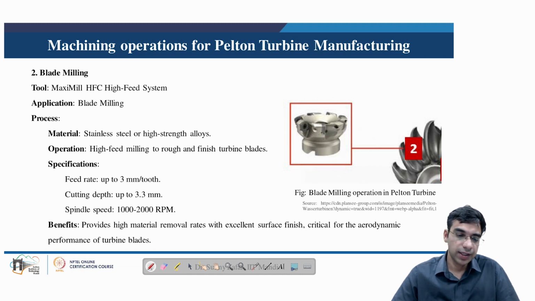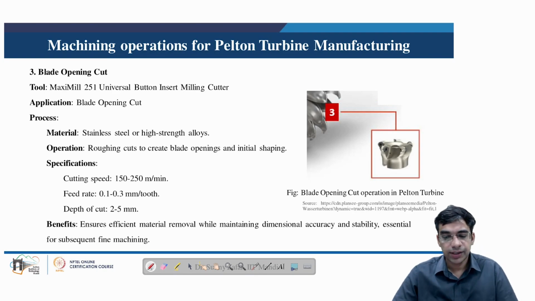As we know, they are made up of stainless steel or high strength alloy steels. Operation involves high feed milling to roughen and finish the turbine blades. Specifications of the machining process involve feed rate up to the order of 3 millimeter per tooth, because milling, as we know, is a multi-point cutting operation. Cutting depth of the order of up to 3.3 millimeters is used, and a spindle speed of 1000 to 2000 rpm is utilized to perform this machining operation. Benefits involve high material removal rate with excellent surface finish, which is critical for aerodynamic performance of the turbine blades.